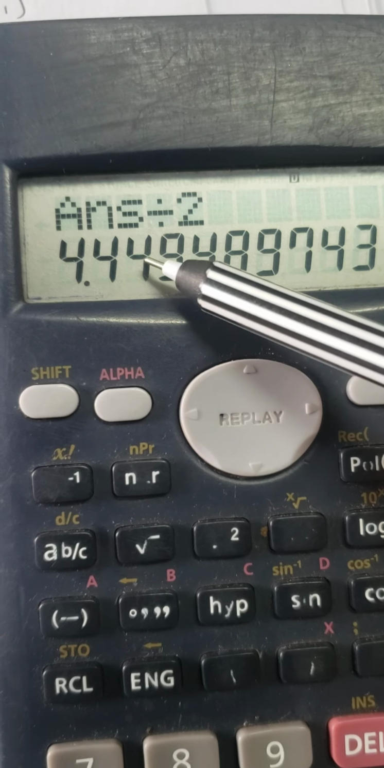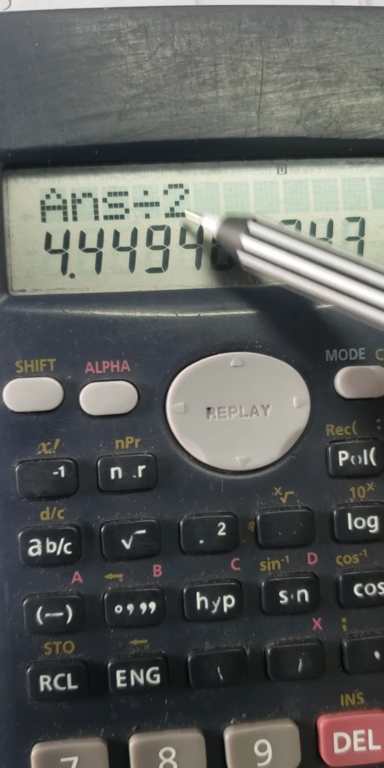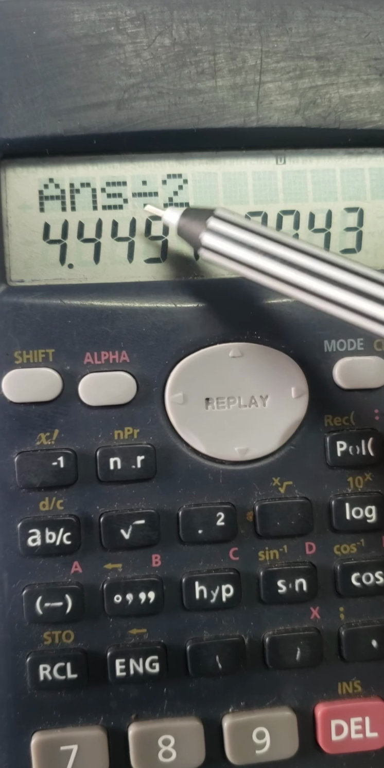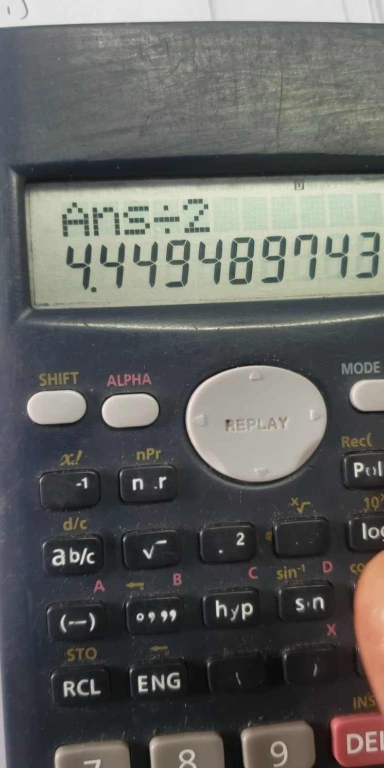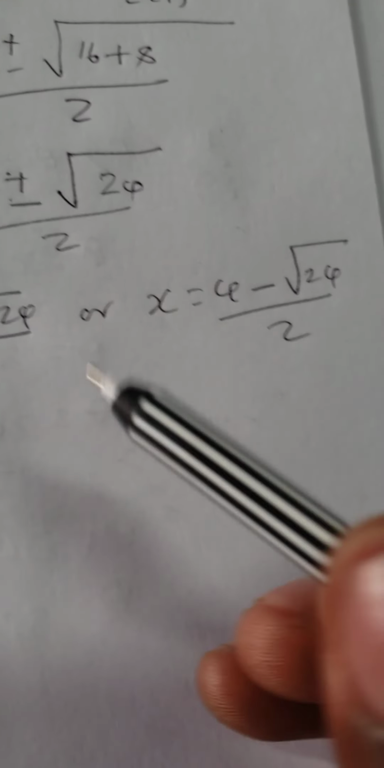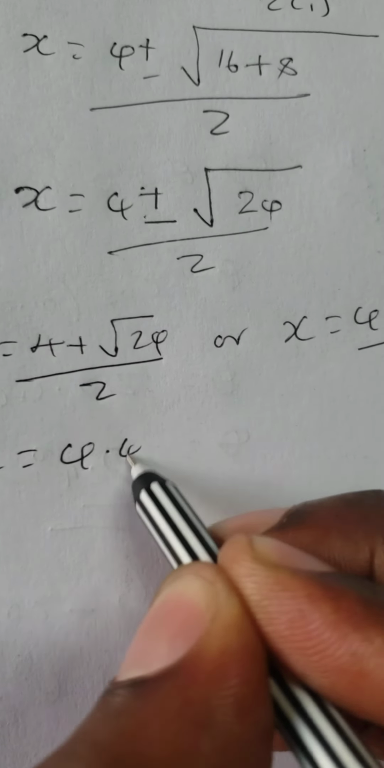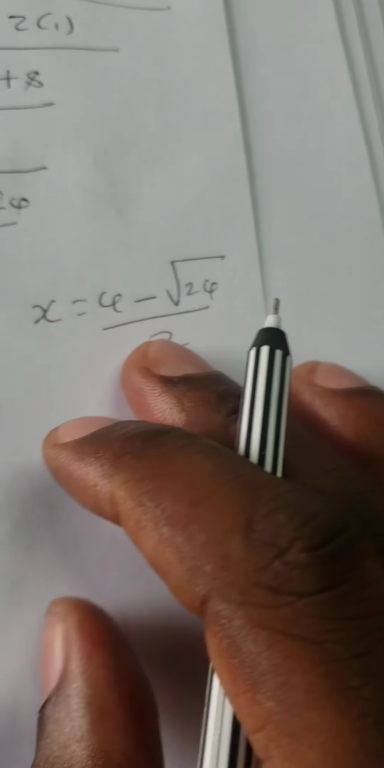Why am I adding 1 to that 4? Is because this one is greater than 5, greater or equal to 5. So because of that, I round off to the nearest, right? So my first value of x is 4.45.